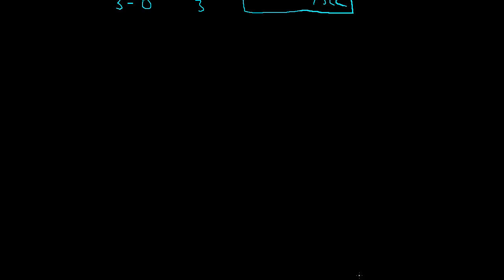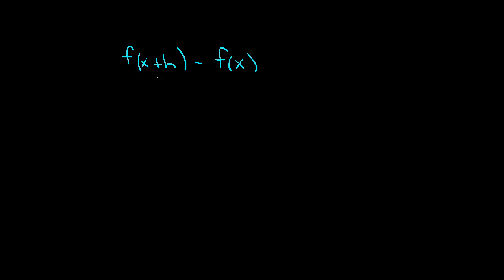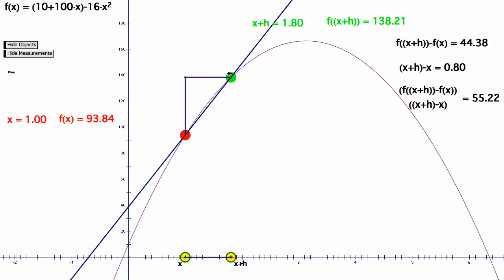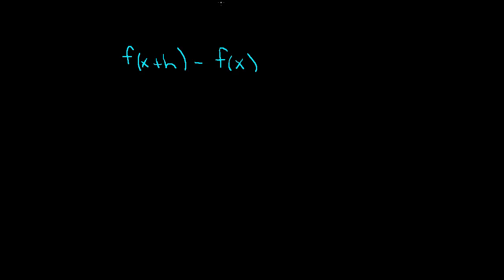Let's write it out. What we had was a final distance, and that final distance was f of x plus h. And we subtracted from it an initial distance, the distance that we started out at, and that was f of x. For those of you who don't know where that came from, it simply came from this. This height is f of x plus h, because that's where this point is. And this height right here is simply f of x. Here's f of x in red. Here's f of x plus h in green. So if I subtract the two, I get a total distance.